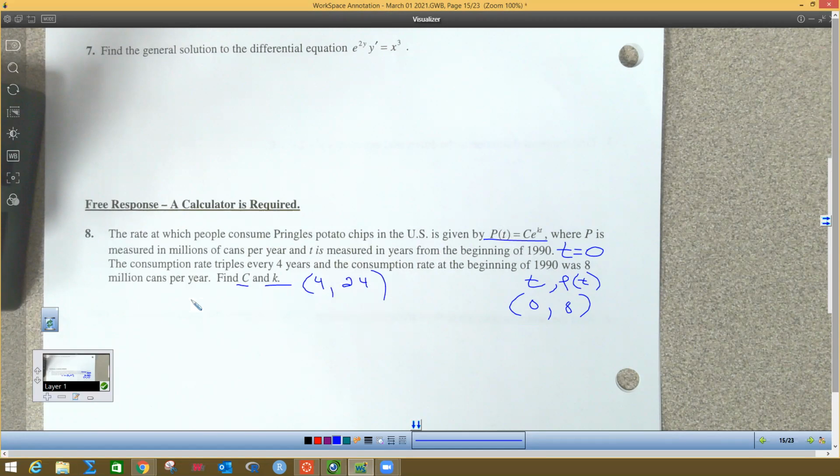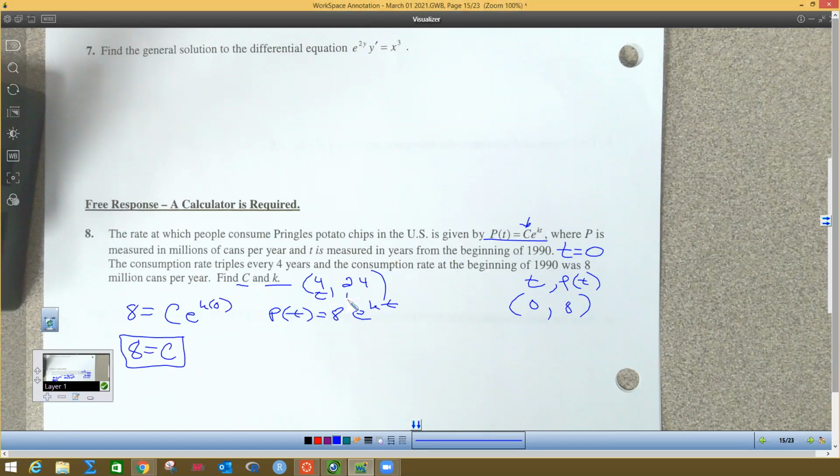So I take my original function, P of T, and remember, this is the P of T, that's T. I use this one, and I'm going to plug 8 in for P of T. Some of you did not do this right on the quiz. And C is going to equal K times 0. I hope we all know K times 0 is 0. Anything to the 0 power is 1. So C is 8, and there's my C value. Then I take this C value of 8 and plug it back in for this C right here, and I get P of T equals 8 e to the kt power.